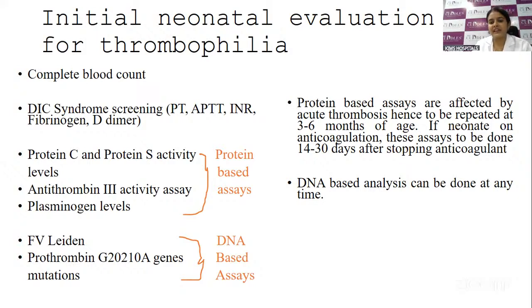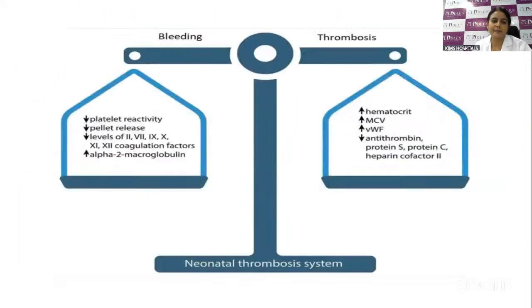For protein-based assays, if the patient has acute thrombosis, they have to be repeated at 3 to 6 months of age. Usually, these protein-based assays are affected by acute thrombosis. If the neonate is on anticoagulation therapy, then the protein-based assays have to be repeated 13 to 14 days after stopping the anticoagulation therapy. Whereas the DNA-based tests can be done at any time.